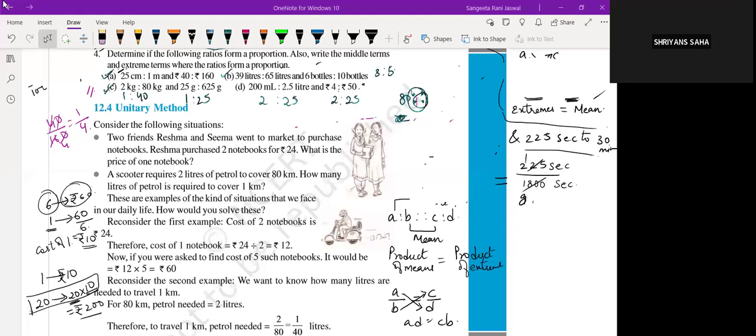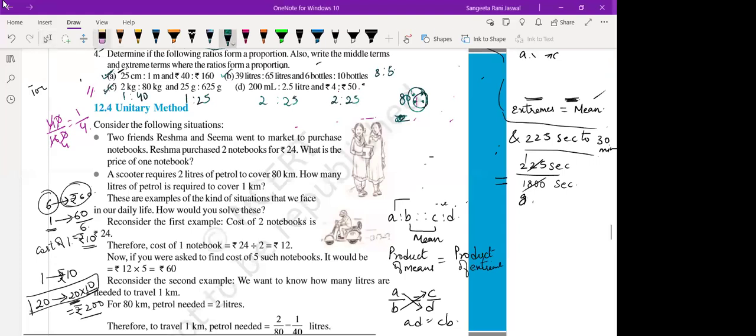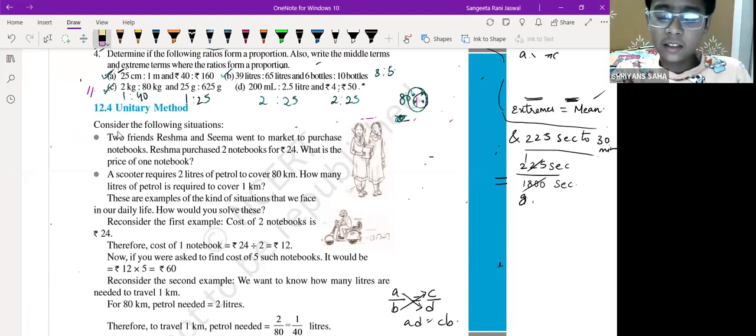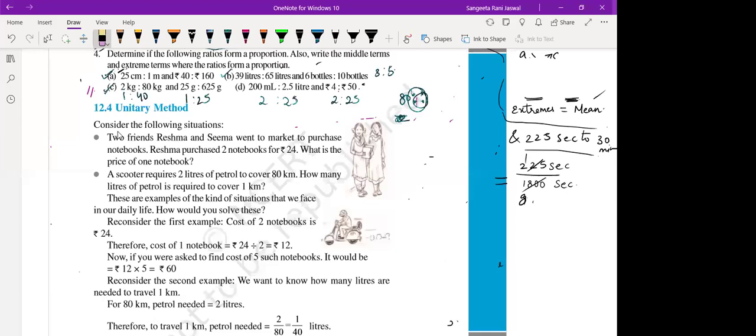Hello? Yes, sir. Okay, see, unitary method is when we find the value of one unit first. Suppose I give you that 3 chocolates cost rupees 50. Find the cost of 5 chocolates. In that case, from the cost of 3 chocolates, you will find the cost of 1 chocolate first. You will find for 1 unit. We divide and then you will multiply, and you will find the cost for the required units. Okay, let's do some sums.